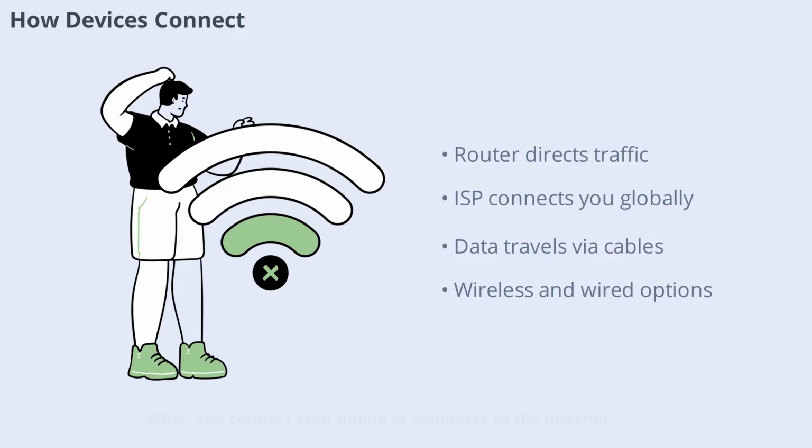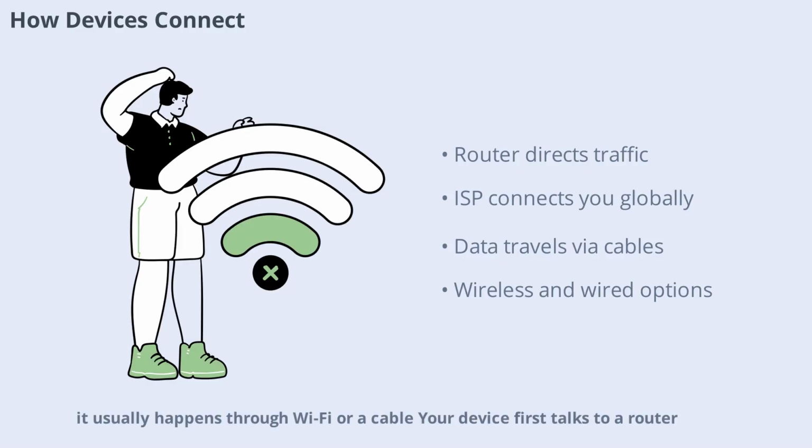Now, let's see how your device actually gets online. When you connect your phone or computer to the internet, it usually happens through Wi-Fi or a cable. Your device first talks to a router, which acts like a traffic controller in your home or office. The router then connects to your internet service provider, or ISP, which is a company that gives you access to the wider internet. Think of the ISP as a gateway to the rest of the world.